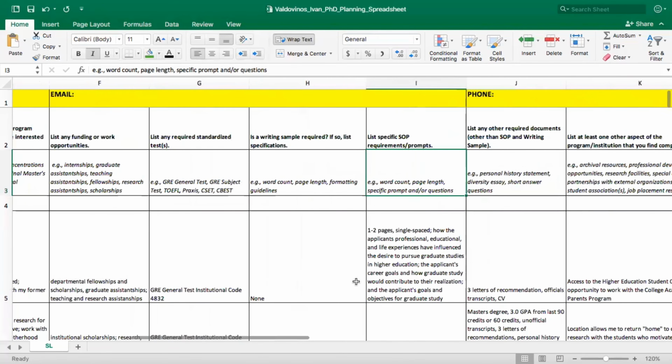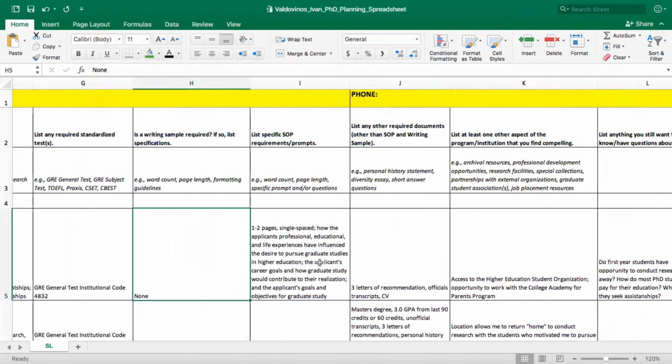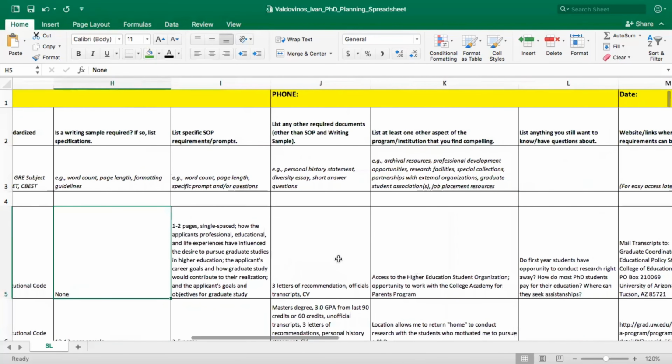They did not require a writing sample, and their statement of purpose was 1 to 2 pages, single spaced. And here are the questions here. So they were asking how the applicant's professional, educational, and life experiences have influenced the desire to pursue graduate studies in higher education, the applicant's career goals and how graduate study would contribute to their realization, and the applicant's goals and objectives for graduate study. Then they also required 3 letters of recommendation, official transcripts, and a CV.